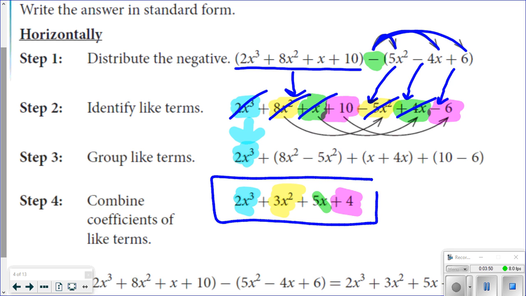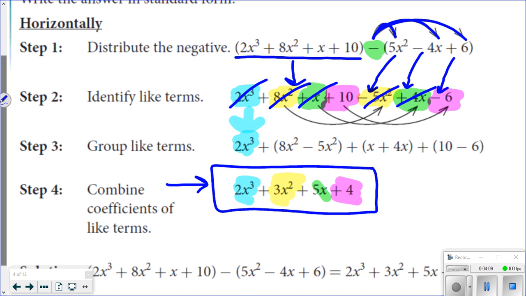Is this in standard form? Yes, because I'm in descending order of degree. So my highest exponent is 3, and then 2, and then 1, and my constant term comes at the end. So this right here is my final answer, and it's written in standard form.